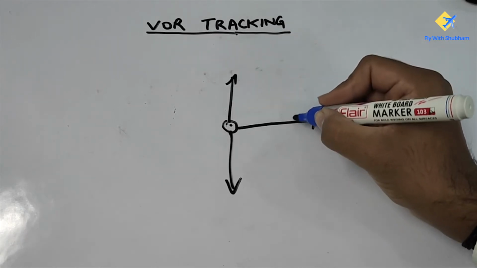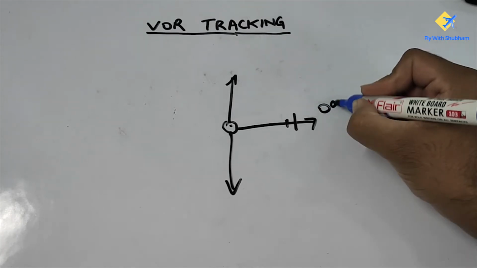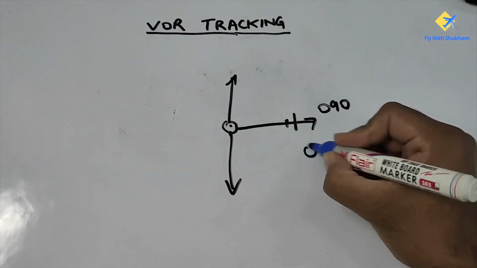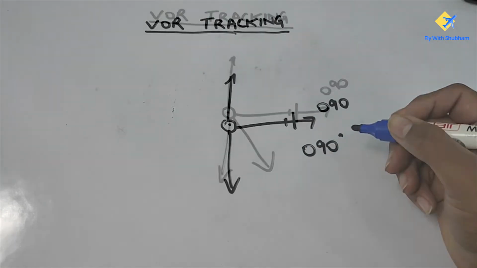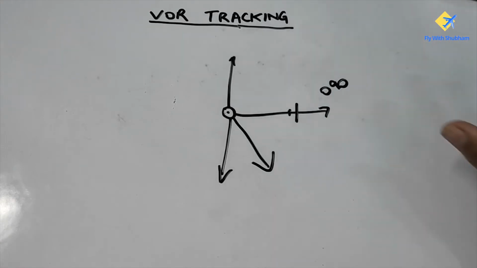And let's say our aircraft position is over here on this particular signal, which is a 090 signal from the station. So we are on a radial of 090 from the station. Radials are basically signals which are emitted from the station in all directions.